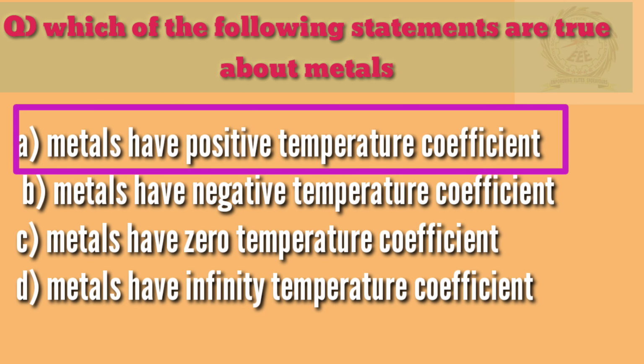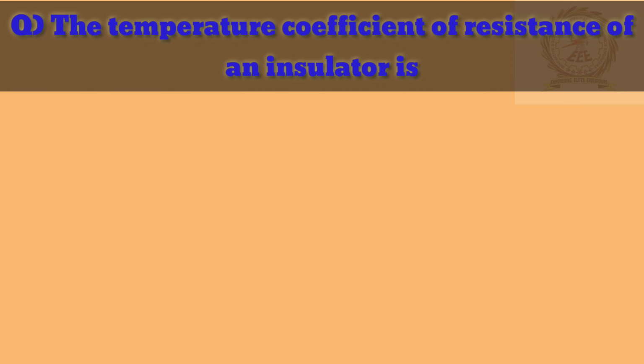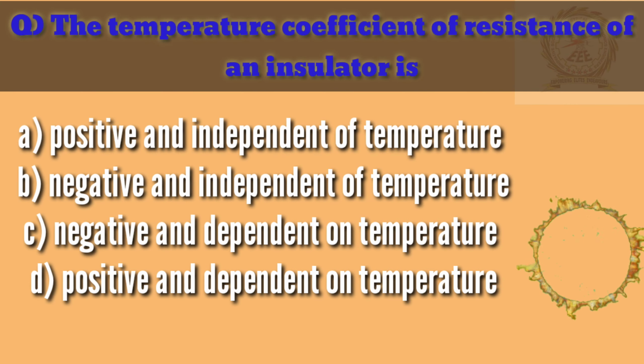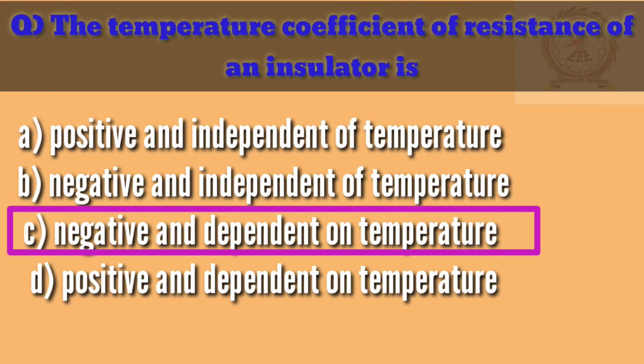The temperature coefficient of resistance of an insulator is A. Positive and independent of temperature, B. Negative and independent of temperature, C. Negative and dependent on temperature, D. Positive and dependent on temperature. The answer is C. Negative and dependent on temperature.